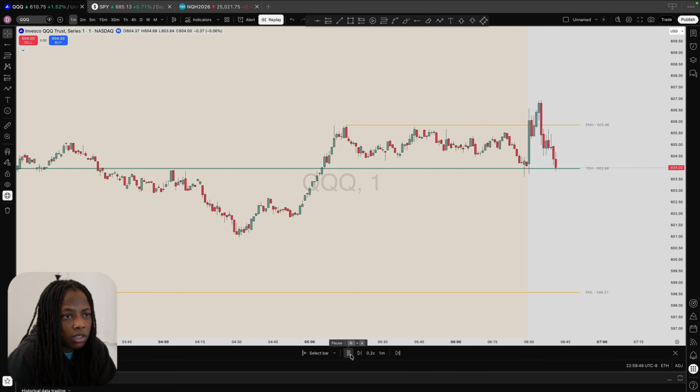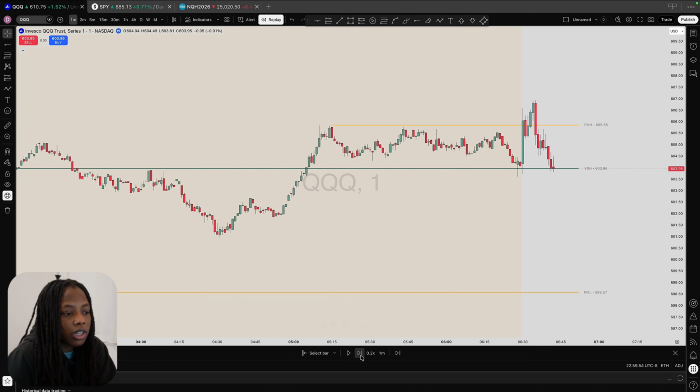Okay, sellers are trying to push price. I'm gonna stop this here. As you can see, sellers are trying to push price lower, right? Sellers are trying to push price lower, but buyers are present. Buyers are present and trying. They're fighting at that level.